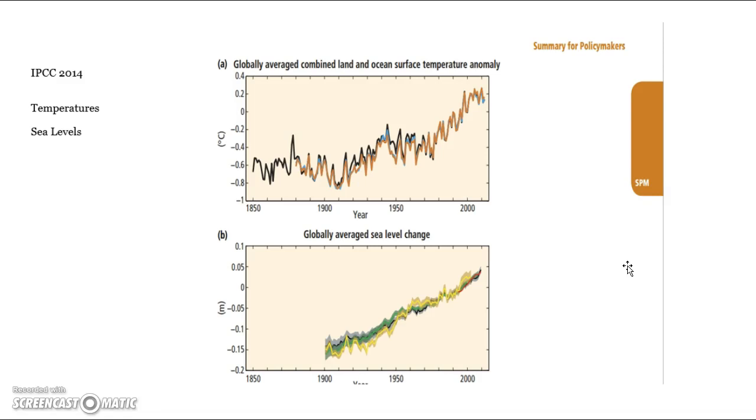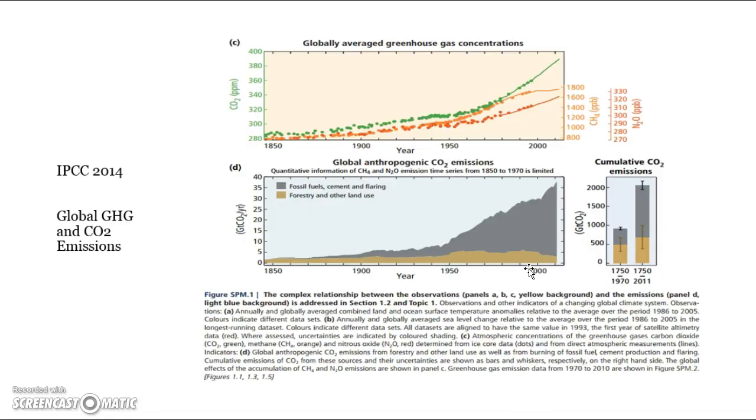This is a chart in the same report, 2014 IPCC, of temperatures and sea levels. Note the general exponential curve shape of both land and sea temperatures and levels of the seas. This looks at globally averaged greenhouse gas concentrations in parts per million, and this looks at gigatons of emissions of CO2 deriving from both the gray, fossil fuel, cement and flaring, and the sort of brownish color representing forestry and other land use, which produce carbon emissions.